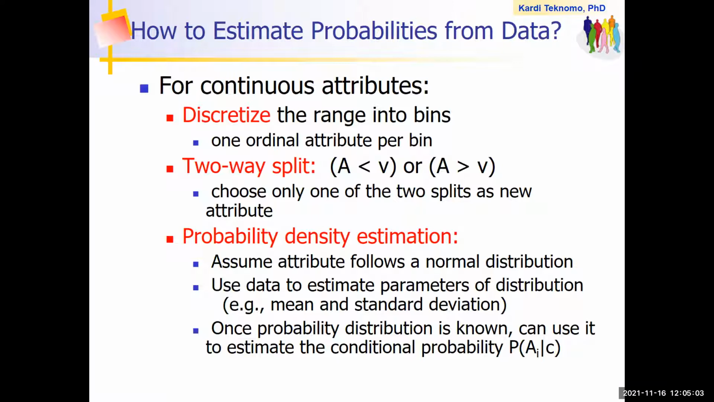One way is to discretize. You put them into bins with equal range. That is one way. Second, you split into two, for example, making it binary based on a certain threshold that you want. And the most often used is to assume a certain probability distribution. Usually what we assume is normal distribution. Once you assume normal distribution, then it is easier.